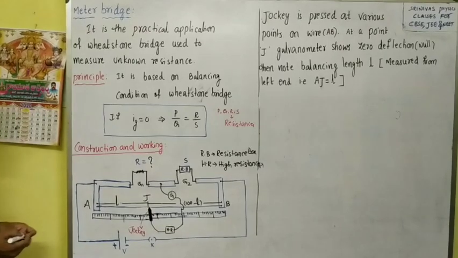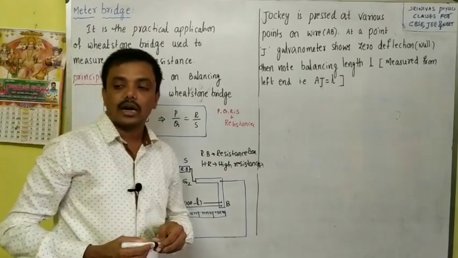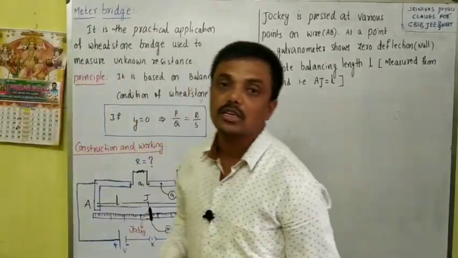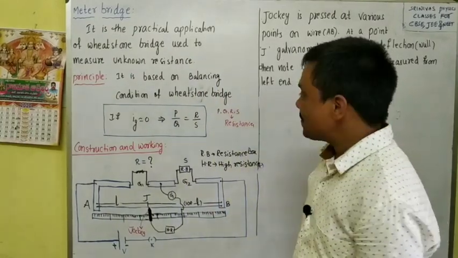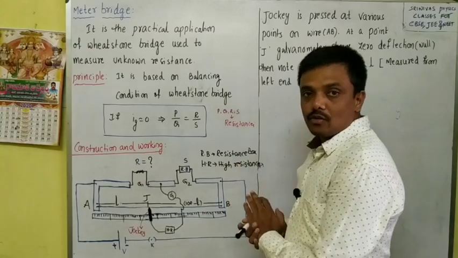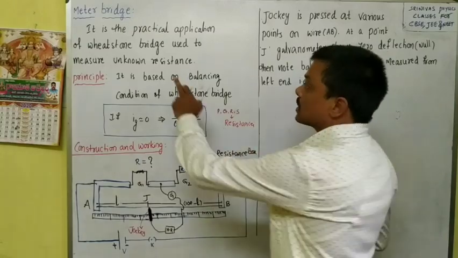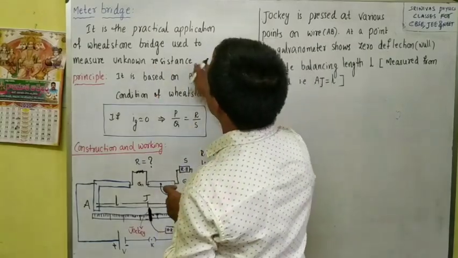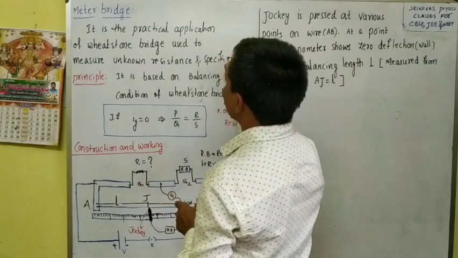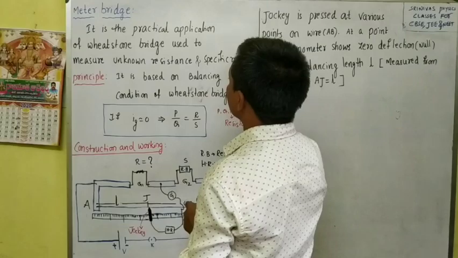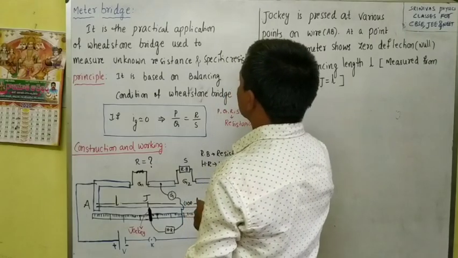This is the construction, how it works, and what the use of the meter bridge is. The meter bridge simply depends upon the Wheatstone bridge. It is used to measure the unknown resistance and also the specific resistance. Specific resistance, or resistivity, you already know.